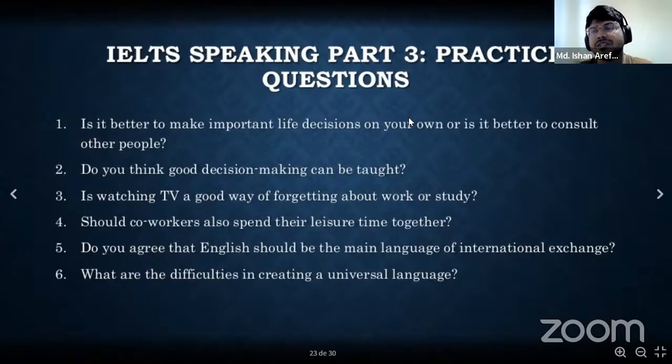if you have any question, please write in the chat box. I'm waiting for you guys. If you have any question, you can write in the chat box so that I can answer. If you have any question about any module, or any question regarding the speaking module itself, you can ask in the chat box.